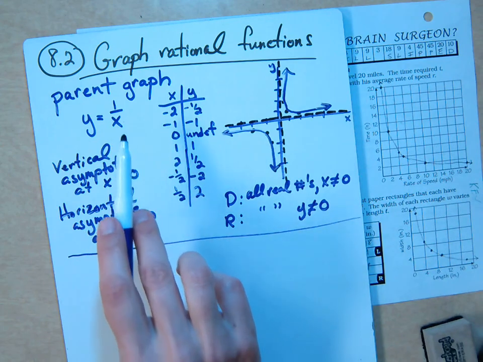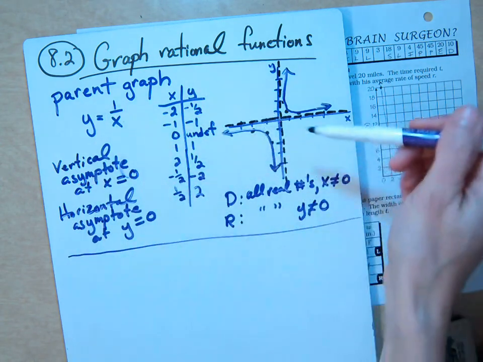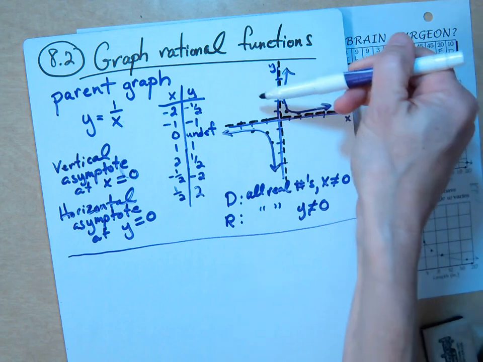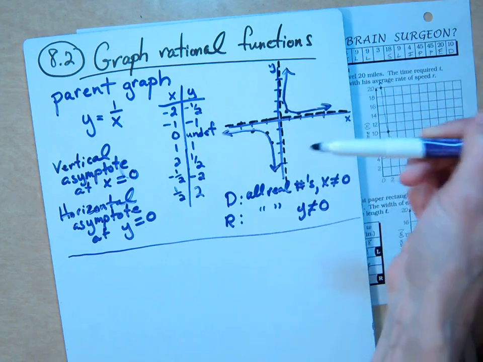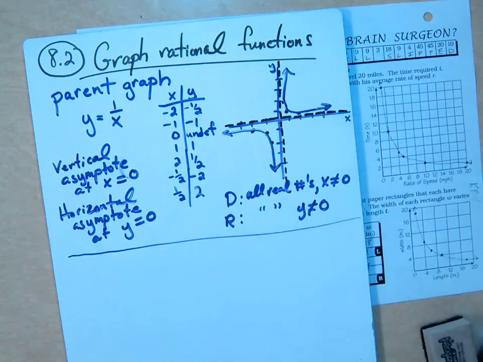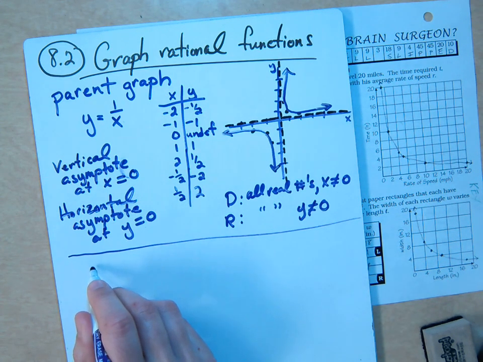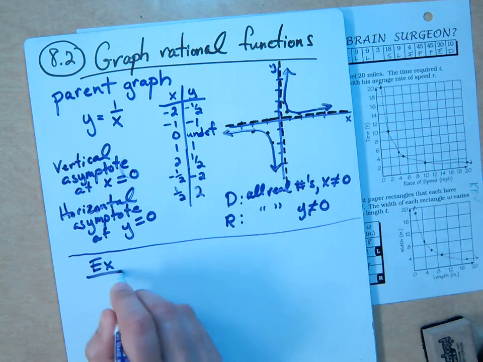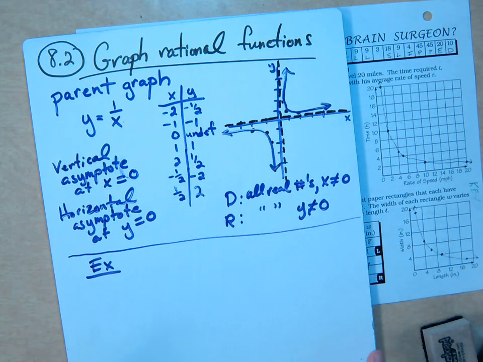Yes, if you put a negative in here, then your graph will end up in these two quadrants. So you know ahead of time. You want to know what the shapes are ahead of time. It helps you to graph. So let's look at one example here of translating it.